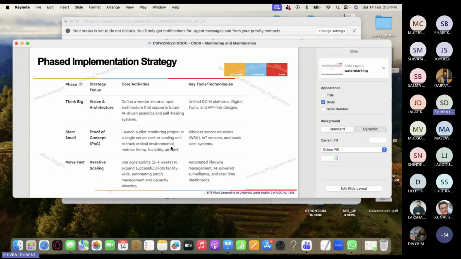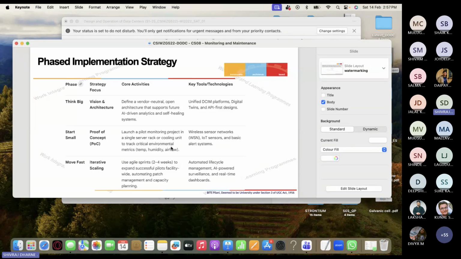So if you see this, very important. I will not read everything, but you can go and read very simple stuff. Phased implementation. First, you create a vision and architecture. Then you create a proof of concept, and finally iterative scaling, very fast, where we say use agile sprint, expand successful pilots to facilities, and automate everything. Patch management, capacity planning, everything we automate.